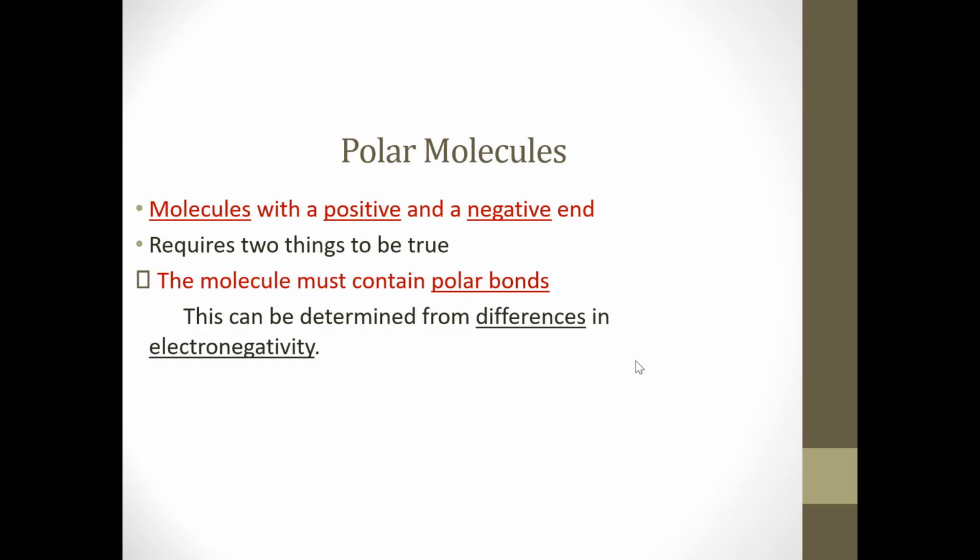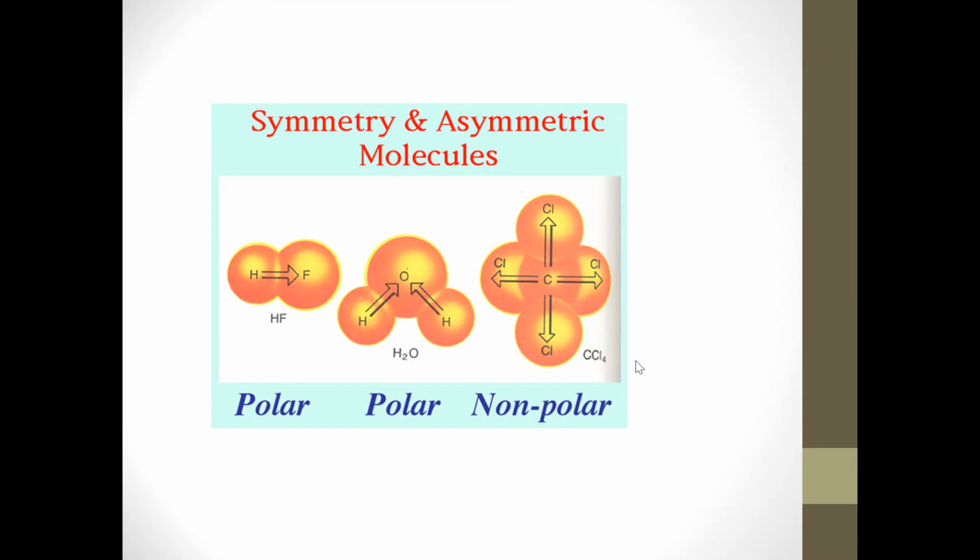And the second thing that has to happen is we have to have an asymmetrical molecule. What does that mean? That means it's not going to be symmetrical in 3D space. So here's some examples. The one on the left is polar because it has only one bond, and that one bond is polar, between hydrogen and fluorine. So this molecule as a whole would have this side where the fluorine is with a slight negative charge. This side where the hydrogen is has a slight positive charge. The molecule as a whole is polar.